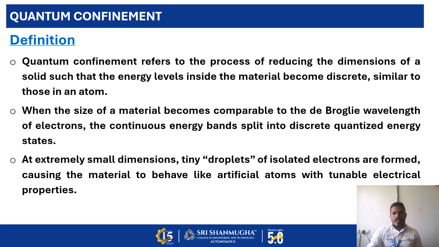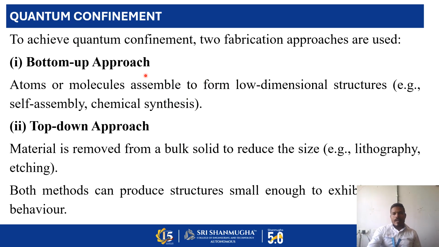The definition of quantum confinement: the process of reducing the dimension of a solid such that energy levels inside the material become discrete, similar to those in an atom. When the size of the material becomes comparable to the de Broglie wavelength of electrons, the continuous energy band splits into discrete quantized energy states. At extremely small dimensions, thin plates or isolated electrons are formed, causing materials to behave like artificial atoms with tunable electrical properties.